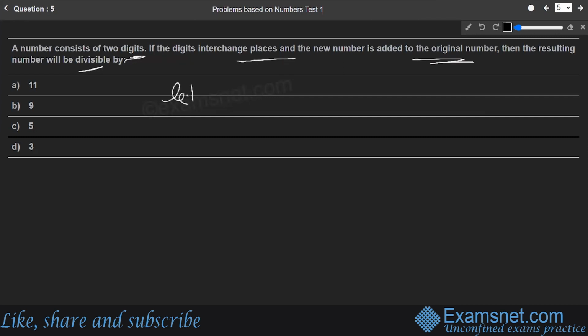Let's say the tenth digit of the number is x, and let's say the unit digit, the digit at the extreme right, is y. So when the tenth digit is x and the unit digit is y, how can we make the number?